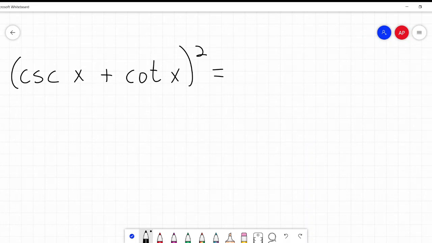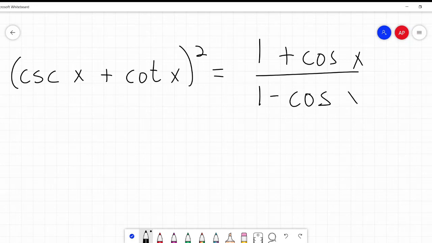is equal to 1 plus the cosine of x over 1 minus the cosine of x. Now they're telling you this is an identity. This is true. Prove it. That's what verify means, is prove it.